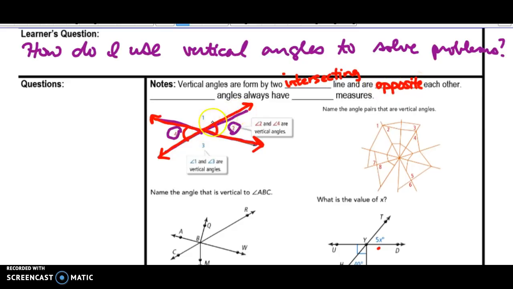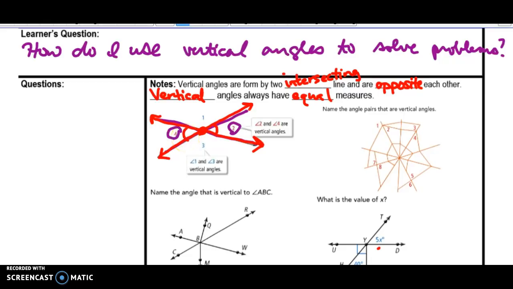So they're not next door neighbors this time. The only thing they have in common is their vertex. So vertical angles, because they're formed by the same lines, they always have equal measures. So if this angle is 60, then this angle is going to be 60. So that's kind of a nice relationship for us to remember. They're just going to be the same. And we can tell because they generally look the same too.